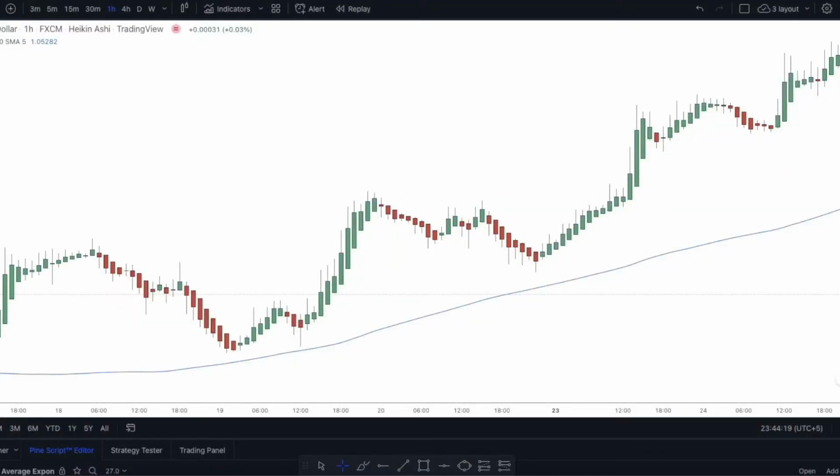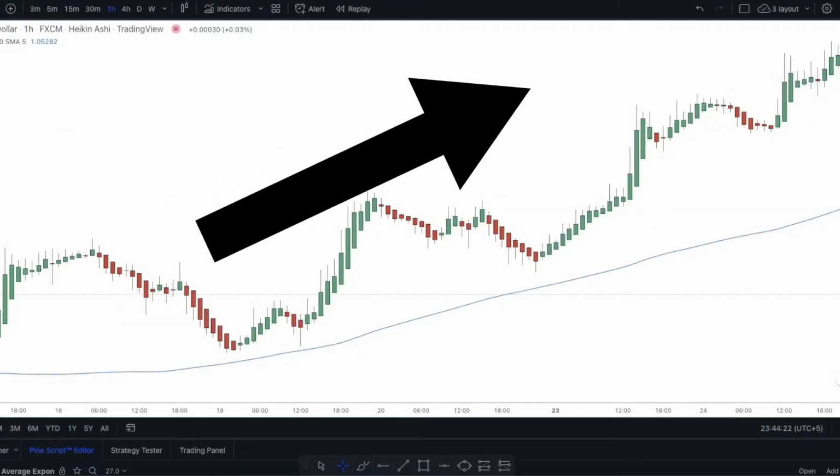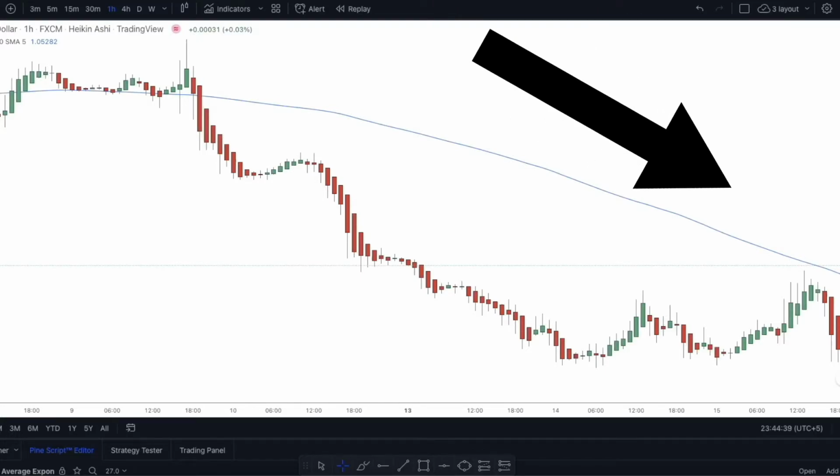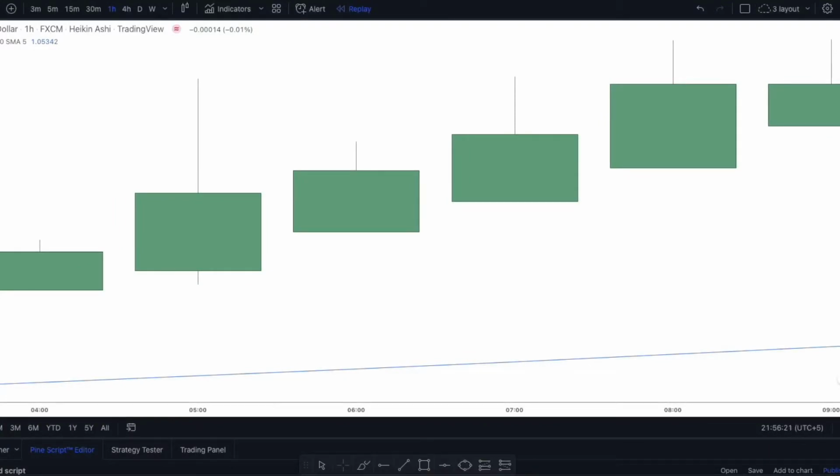When the price is above 100 period moving average, we are in the uptrend and we will only look for the buy trades. Similarly, if the price is below 100 period moving average, we are in the downtrend and we will only look for the sell trade. Here is how our buy setup will look.